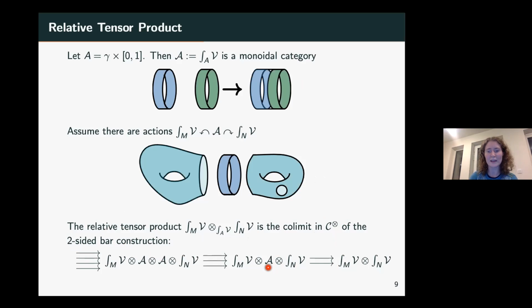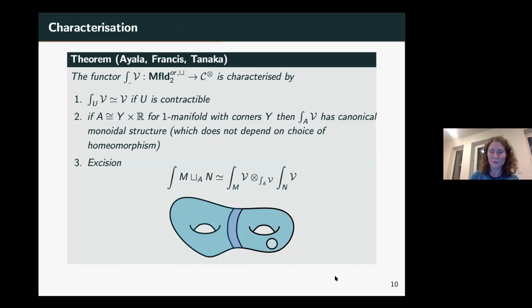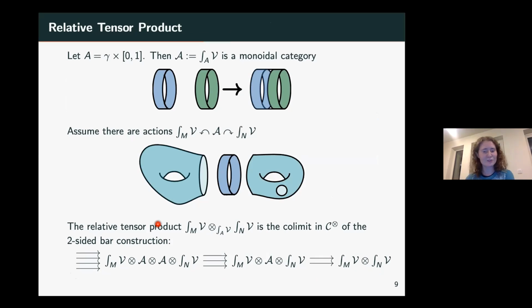So we have an action of A, a left action, and that reduces out to here. We also have a right action, which gets you to here. If we have this, we have a left action, we have the monoidal product, and we have the right action. So these are these different arrows. And so what we're going to do is take the colimit, which makes everything work there. Okay, so this is the definition.